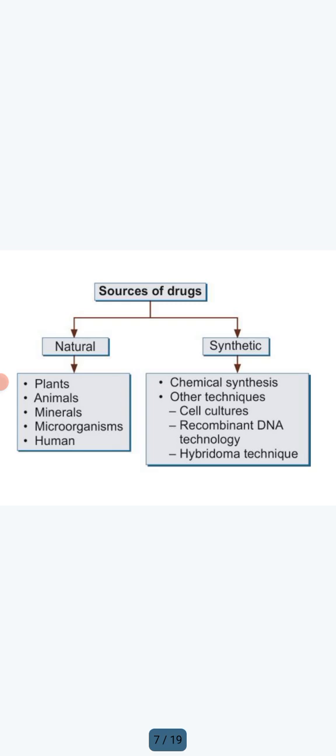Generally, the sources of drugs are divided into two types. One is natural and the second one is synthetic. Natural sources are namely plants, animals, minerals, microorganisms and humans. In synthetic sources, there is chemical synthesis and other techniques, namely cell culture, recombinant DNA technology and hybridoma technology.